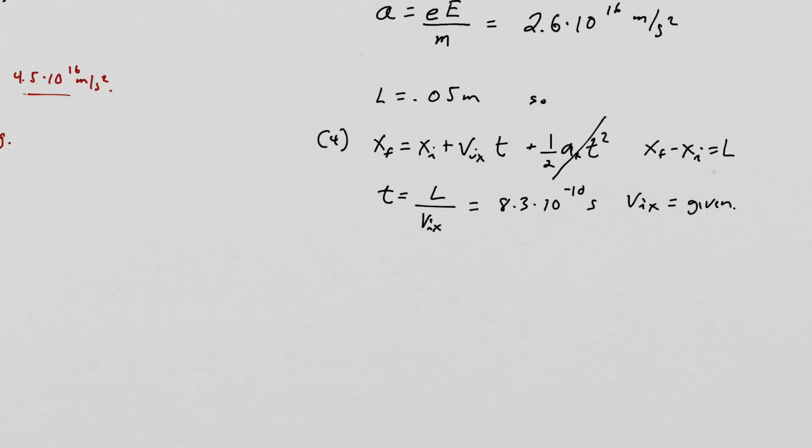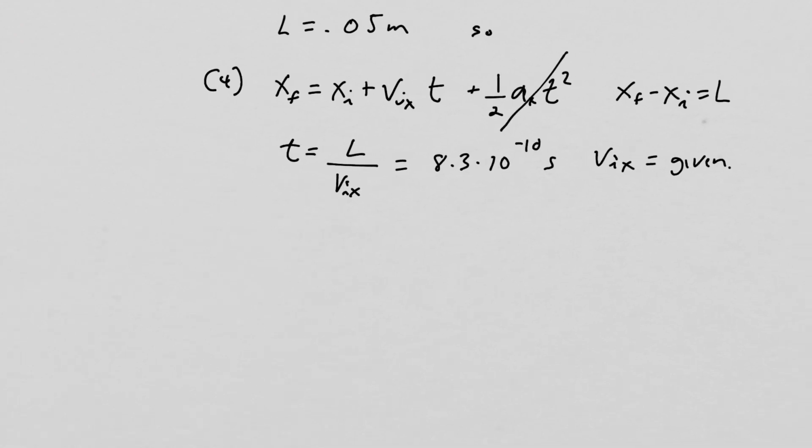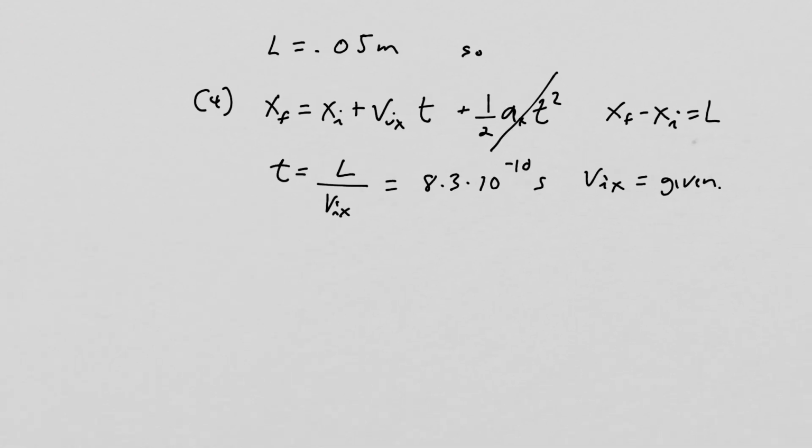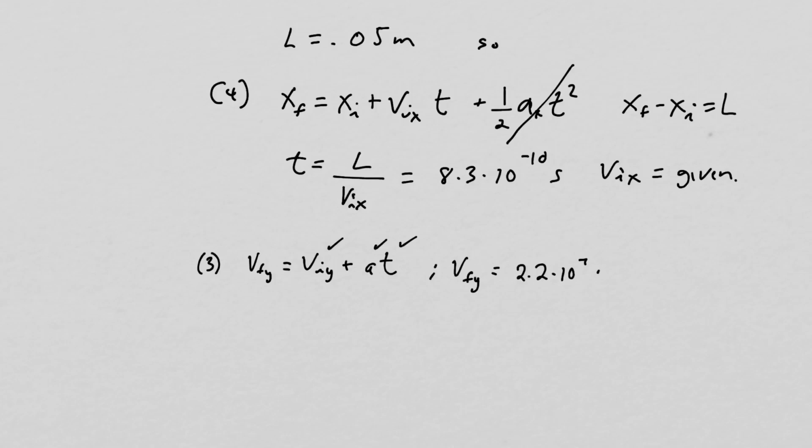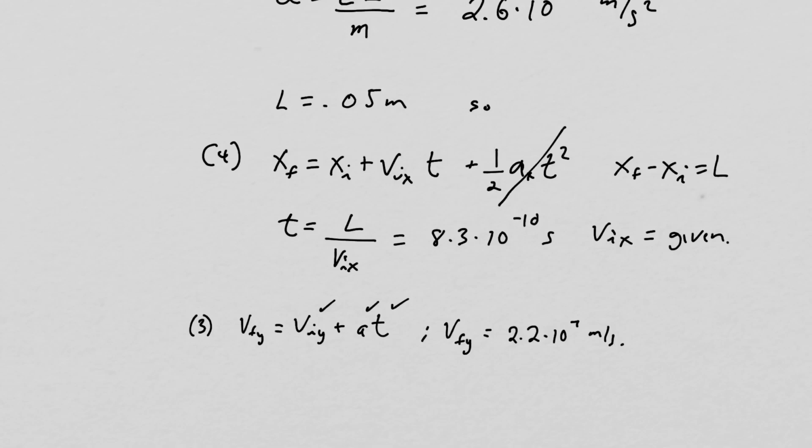And once we have the time, now we can plug that into the same exact type of equation, namely equation 3, which says that v final in the y is v initial in the y plus a times t. Time, again, is the link in our two-dimensional motion. We know it. A, we know. V initial in the y, we know. So we can finally get v final in the y, which is going to be 2.2 times 10 to the 7th meters per second.